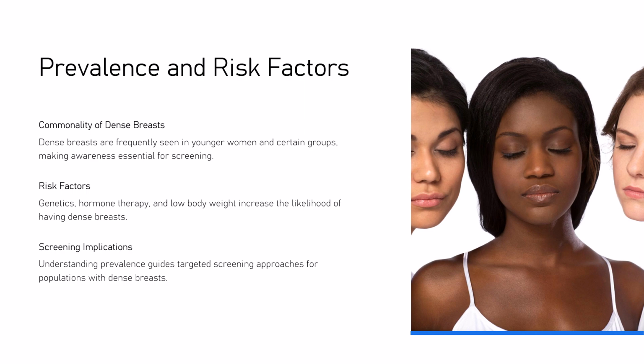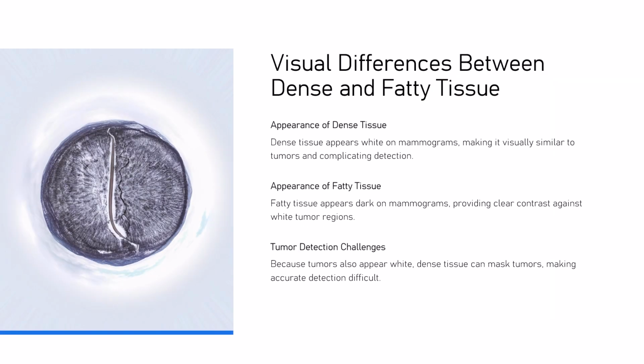Dense breasts are common, especially among younger women and those with certain risk factors such as genetics, hormone replacement therapy, and lower body weight. Understanding prevalence helps identify populations needing alternative screening. On mammograms, dense tissue appears white, while fatty tissue appears dark. Because tumors also show up as white areas, dense tissue can make tumors more obscure, complicating accurate detection.